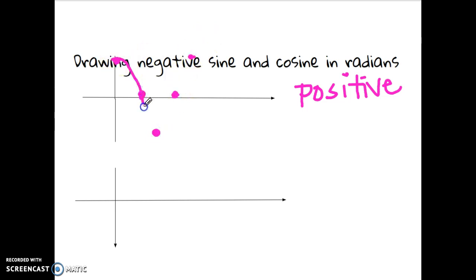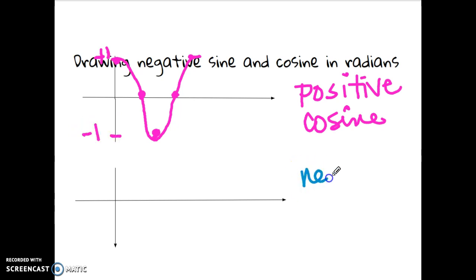Now, again, it doesn't matter. We didn't label them with degrees or radians because you could label either, but just know that the points are 1, 0, negative 1, 0, and 1, because that's really the pattern you've got to catch on to. Now, negative cosine, think of it as having a negative 1 out in front as the lead coefficient for the cosine.